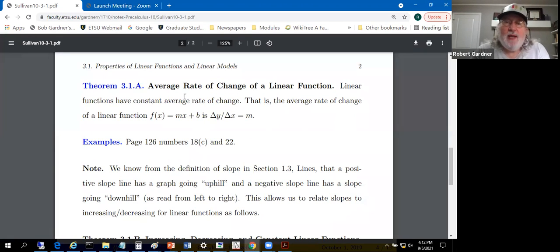Theorem 3.1.a is the average rate of change of a linear function. It says linear functions have constant average rate of change. That is, the average rate of change of a linear function, f of x equals mx plus b, is delta y over delta x. We had discussed average rate of change before. For the setting of a line, it's just the slope of a line.